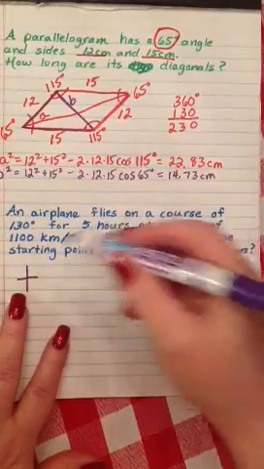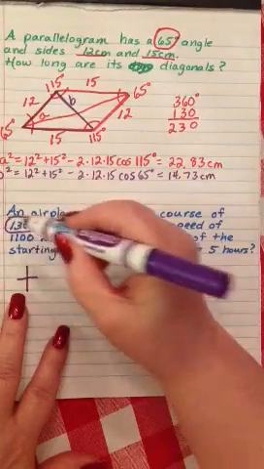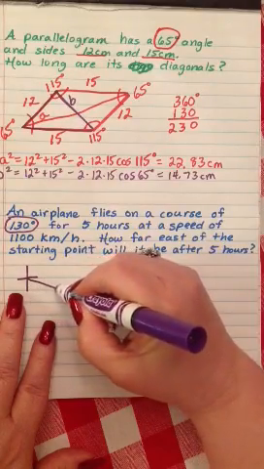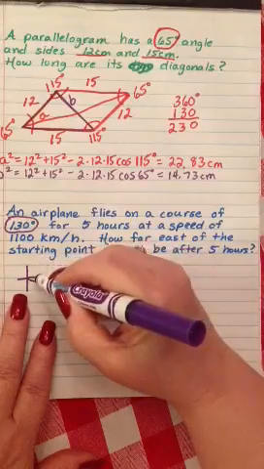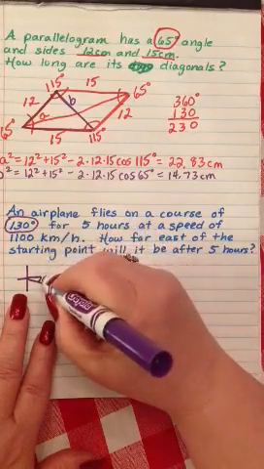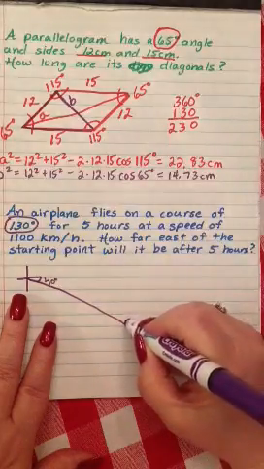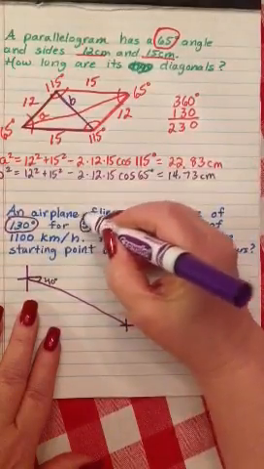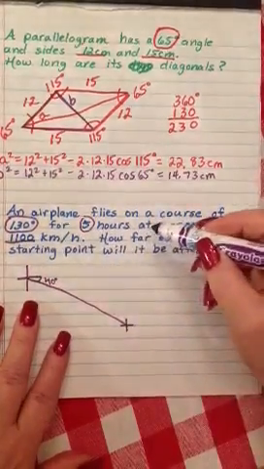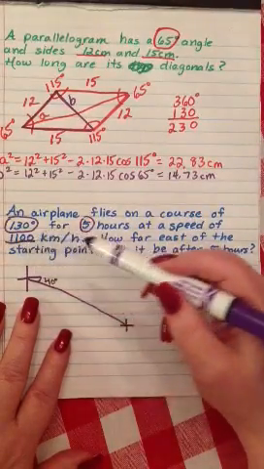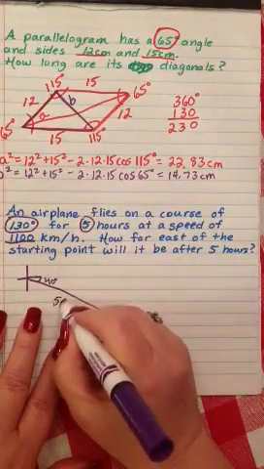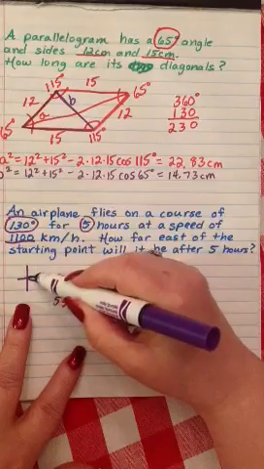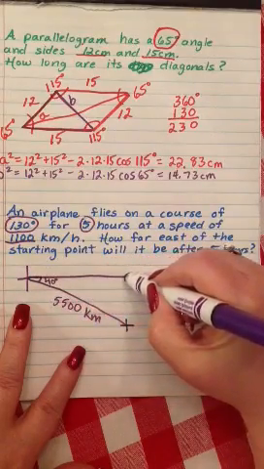It says that I am on a course of 130 degrees. So that is 40 degrees south of 90, so kind of like this. So that means this little angle right here is going to be 40 degrees. And it says that I'm going for 5 hours at a speed of 1,100 kilometers per hour. So 5 times 1,100 will be 5,500. Okay, 5,500 kilometers. And the question asks, after 5 hours, how far east will I be?